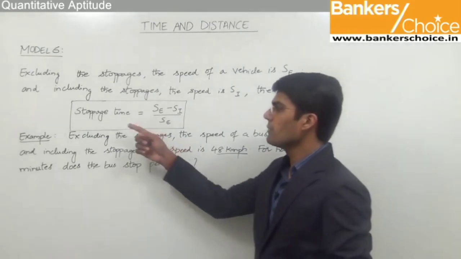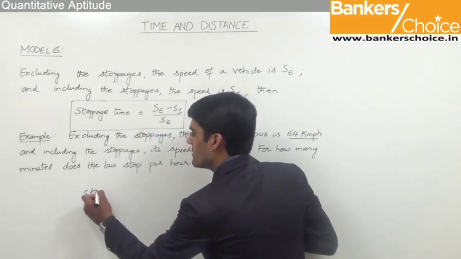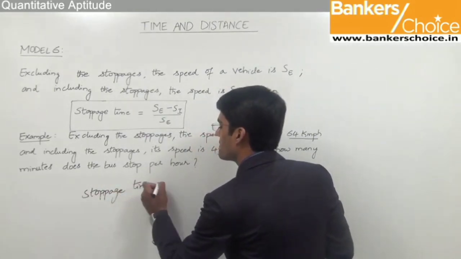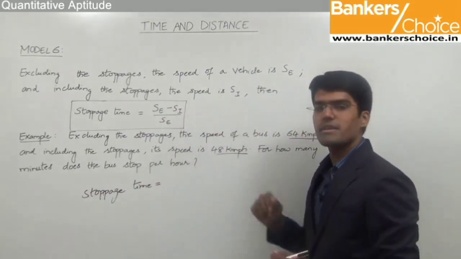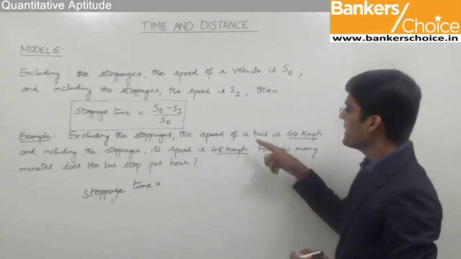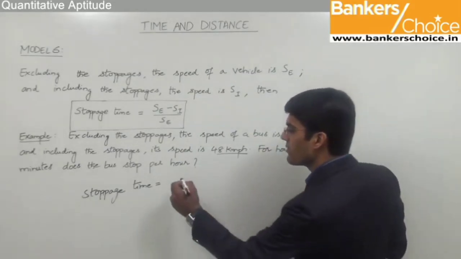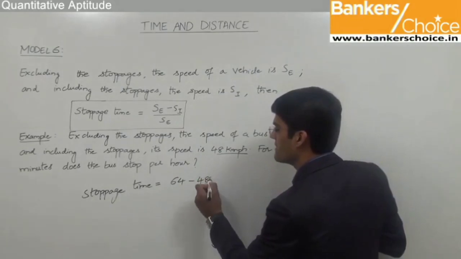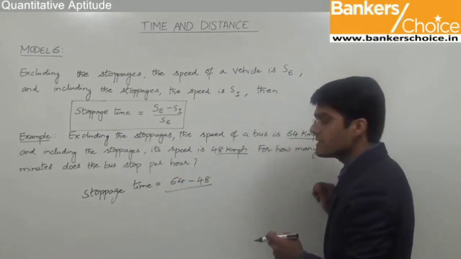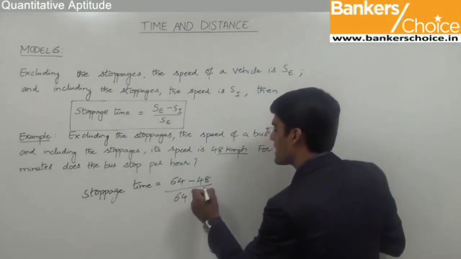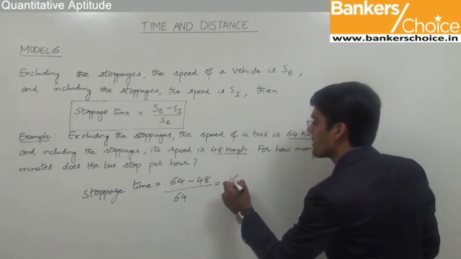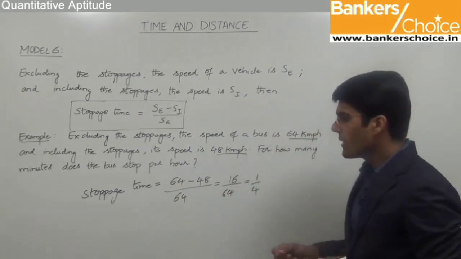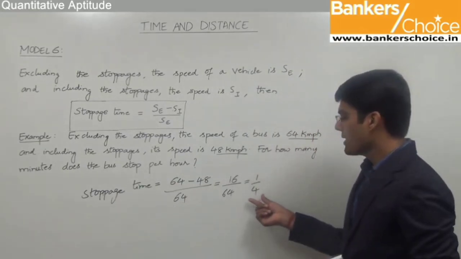Now, as given in the formula here, stoppage time can be taken as the speed excluding stoppages minus the speed including stoppages, divided by the speed excluding stoppages. So the speed excluding stoppages is 64, minus the speed including stoppages, 48, divided by the speed excluding stoppages, 64 again. So this comes out to be 64 minus 48, which is 16, by 64, which is 1 by 4. So here very clearly the stoppage time is 1 by 4.